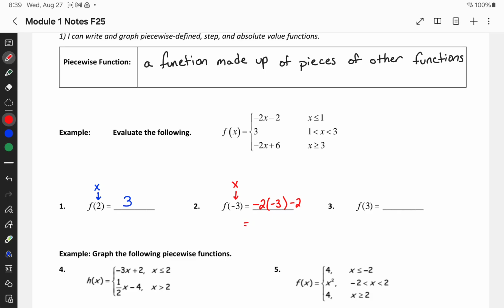So negative 2 multiplied by negative 3 is 6. 6 minus 2 is 4. So f of negative 3 is going to be equal to 4. And then let's go and take a look at this last one.